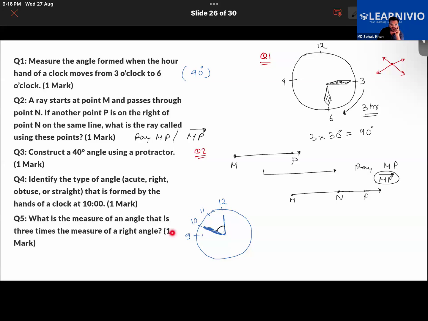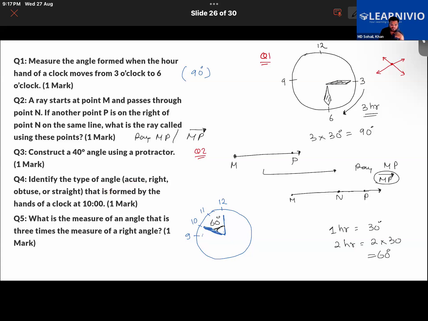While answering this question, you guys keep it simple. If the hour hand is at 10 and the minute hand is at 12, the time is 10 o'clock here. Keeping this in mind, what is the gap of how many hours between 10 and 12? 2 hours. So in 1 hour, how much of an angle is made? 30 degrees. So that's 2 hours, so 2 times 30, it is 60. So 60 is acute, right, or obtuse or straight?